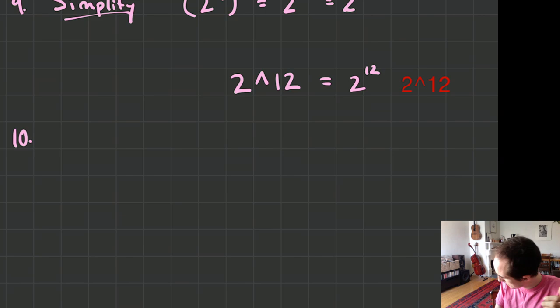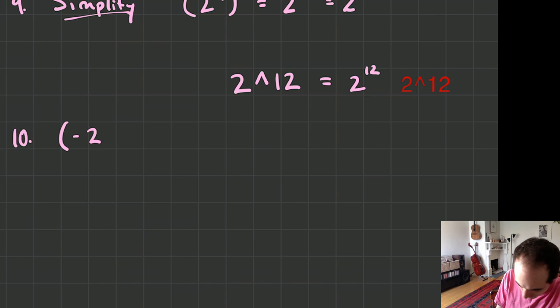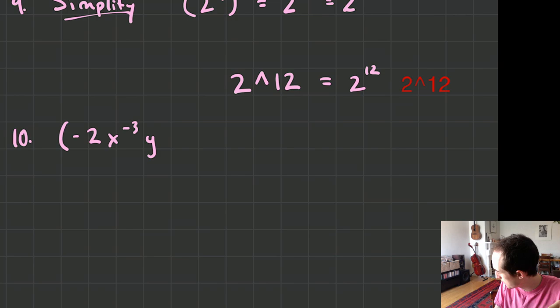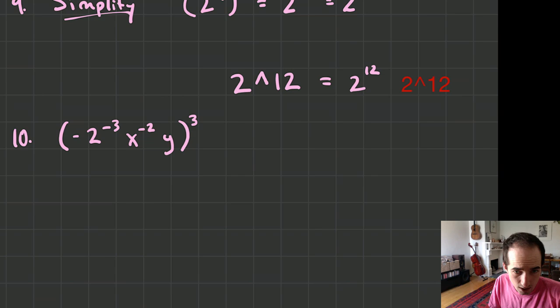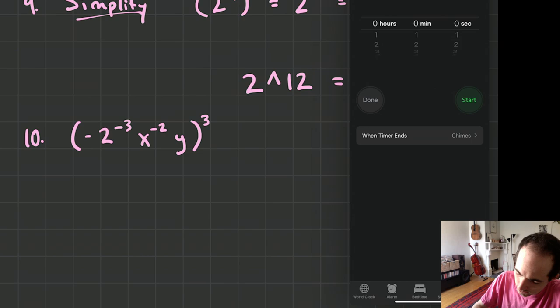So I've got -2 times x to the -3 times y to the negative... Oops, I forgot. Sorry, I hope you're not writing it down in real time here. -2 to the -3. That's what I meant to write. X to the -2 times y, close bracket, all to the power of 3. Whew. Okay, give that one a shot. I'm going to give you a full minute for this one. It's a tricky one. Starting now.